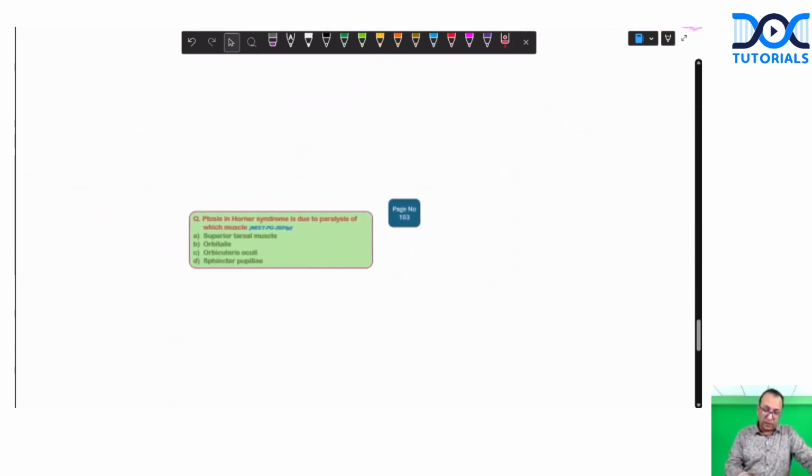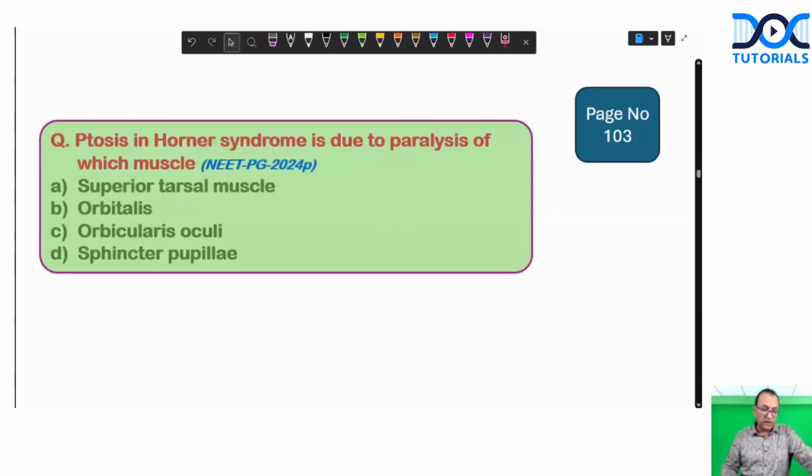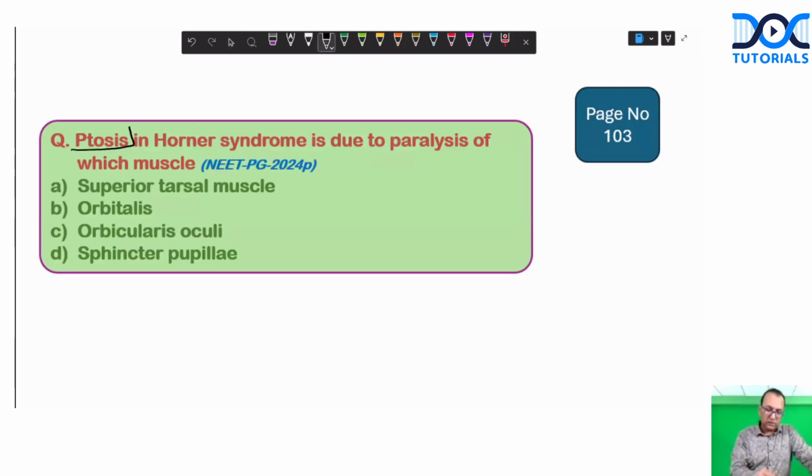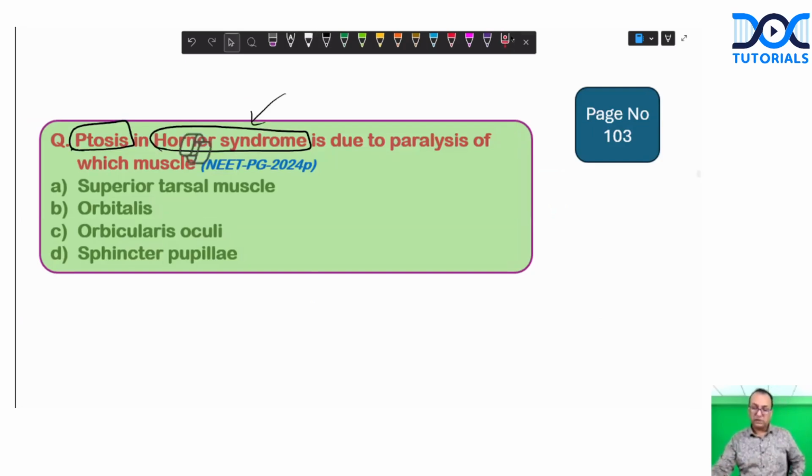Okay, so can we look at this question now, which is page number 103? Yes, page number 103, they are simply asking about ptosis in Horner syndrome. They start like this. First, they will test the water. They'll just ask some simple question and see whether the student is answering or not. If they're answering, they go deep, deep, deep, and sometimes very deep.